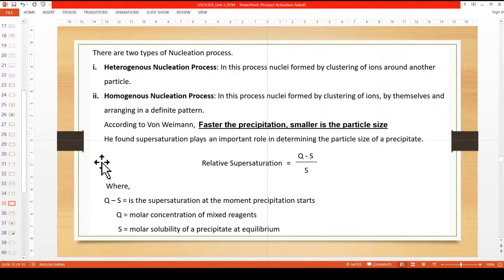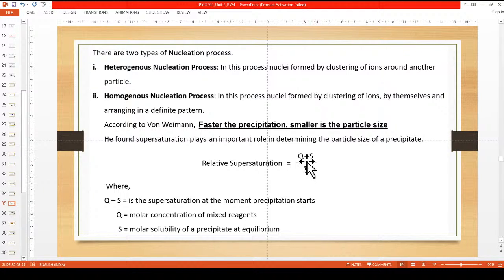To avoid that, what he told that supersaturation plays an important role. Supersaturation मतलब क्या, when your ionic product reaches solubility product, ulta solubility product reaches ionic product, when both the values are same, then saturation condition is there. So relative supersaturation according to him is Q minus S upon S.